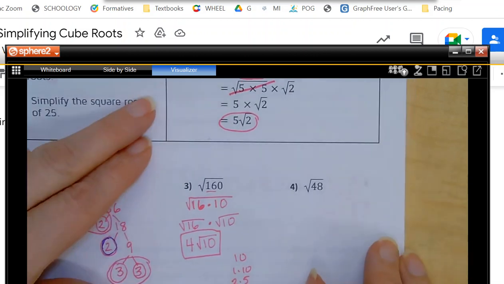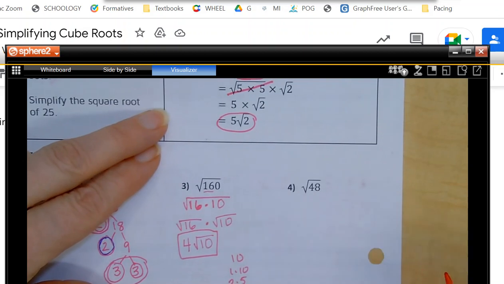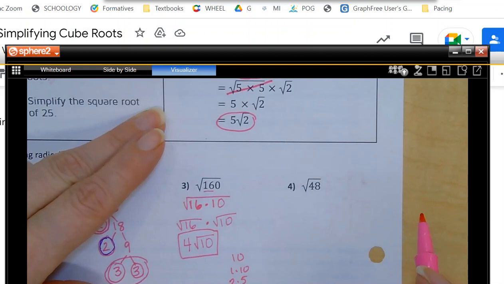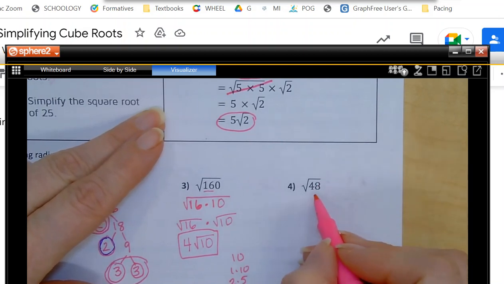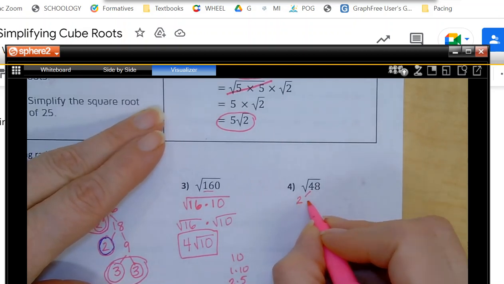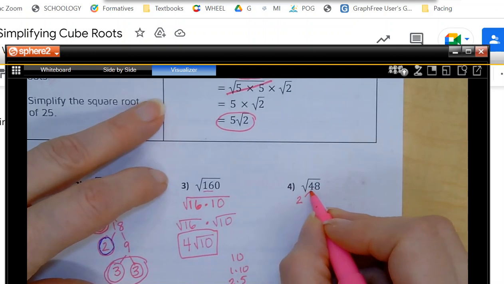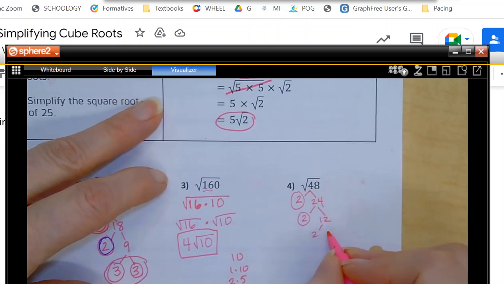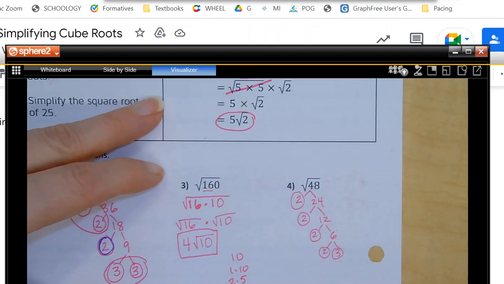Square root of 48. I can break that up. I know 4 is a perfect square, but I also know 16 is a perfect square, so 16 times 3 would work. So let's do this one with a factor tree, okay? Just to make sure we can find all of the pairs of numbers. 2 goes into 48 24 times. 2 is prime. 2 goes into 24 12 times. 2 is prime. 2 goes into 12 6 times. 2 is prime. And 6 comes from 2 times 3, right? So we're going to say 6 is 2 times 3. Those are my prime numbers there.